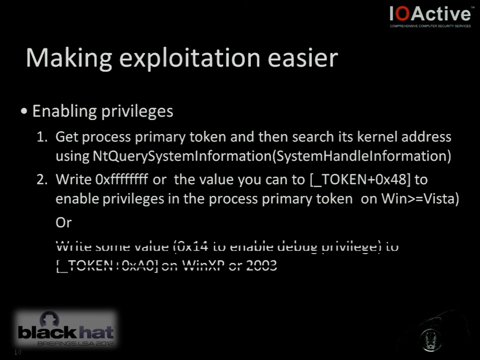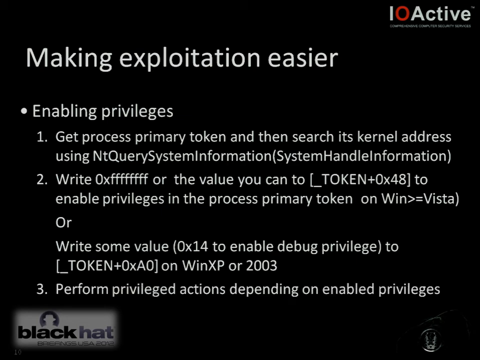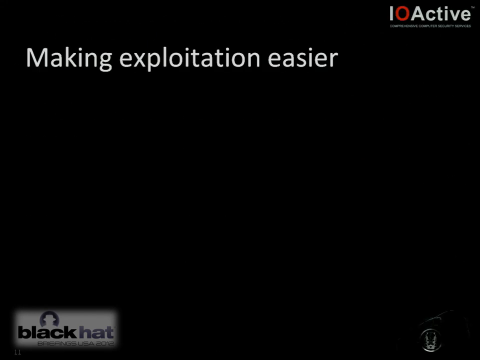And instantly, we get all the privileges enabled just after one write. But if you have Windows XP or 2003, maybe we can write some specific values. In this case, we can choose, for instance, 14 in hex, which means the debug privilege. So we write to the token, in this case at offset +A0 in hex. We write 14 there, and instantly we get the debug privilege on our process token. And after that, of course, you can perform privileged actions.